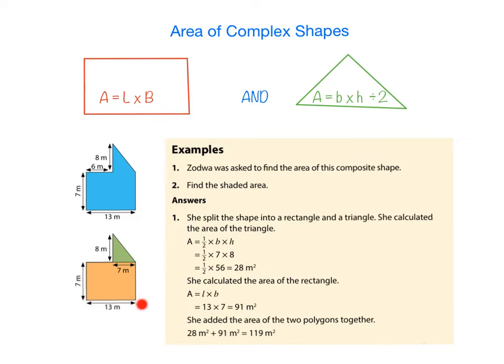She then also has to calculate the rectangle, which is a 13 by 7, and that gives her 91 meters squared, or square meters, whichever way you want to say it. And when she adds them together, she gets the area of this composite shape, which is 119 square meters.